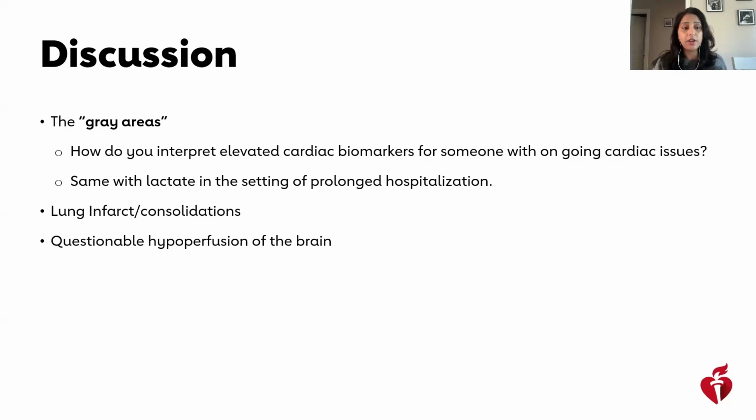The other things that are not included in the classification system: when someone has lung infarctions, whether or not CDT with lytics would be appropriate in that case, would aspiration be appropriate in that case; the questionable hypoperfusion of the brain, if someone doesn't have a clear-cut CT that's showing stroke, or whether a CT is even obtained in these patients to evaluate for any stroke. Then where do they fall in the treatment algorithm?